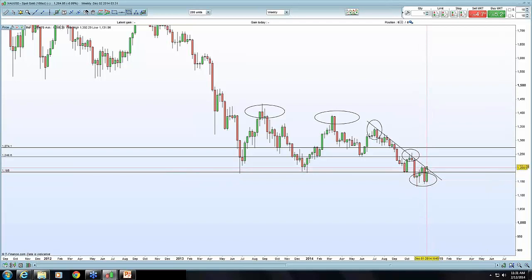So this big green candle is a bit of a concern, especially if you're bearish like me. But I'm willing to step aside and see what happens. This trend line is still respected. As long as this trend line is respected, as long as we stay below the 1250 level, I'm still more inclined to think that gold might consolidate a bit.